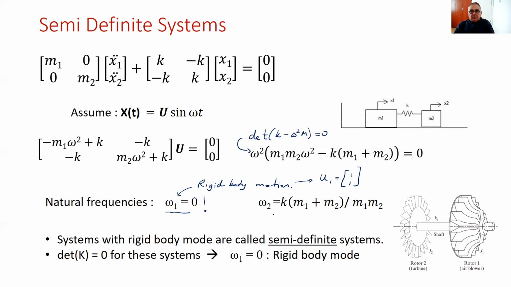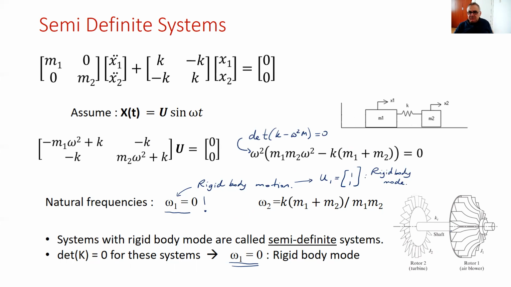Now, there are certain systems which are free to move like this, they are not connected to the ground or fixed to the ground by a spring or a damper. Such systems have rigid body modes; this is a rigid body mode, by the way. If they have a rigid body mode, one of the natural frequencies is 0. And for these systems, the determinant of the stiffness matrix is 0, and the natural frequency corresponding to that is 0. In that mode, the system is going to act as if it were a single mass moving like this, making rigid body motion.